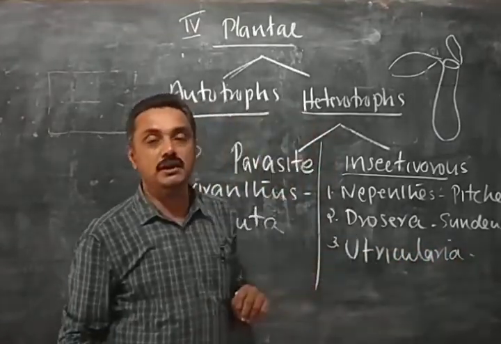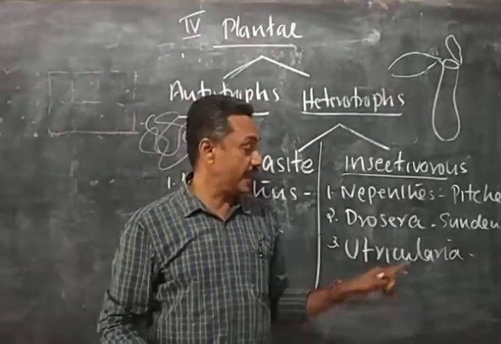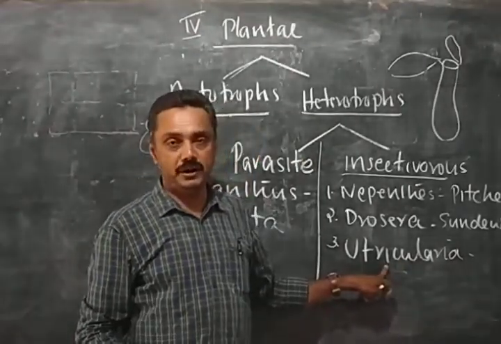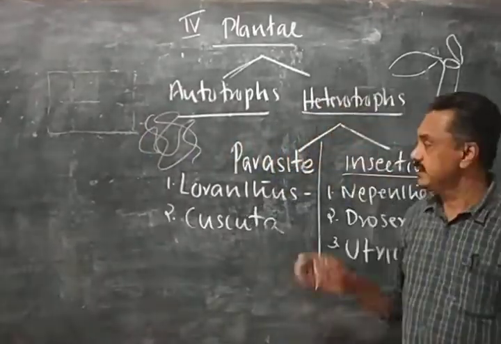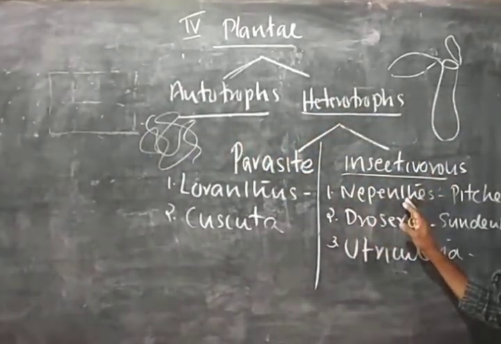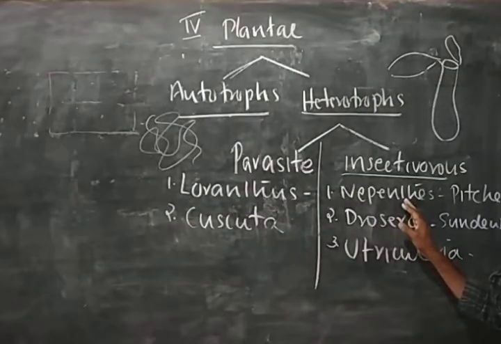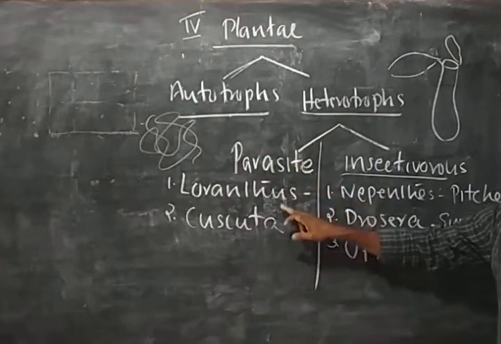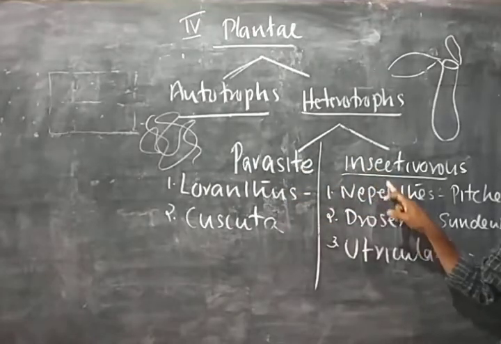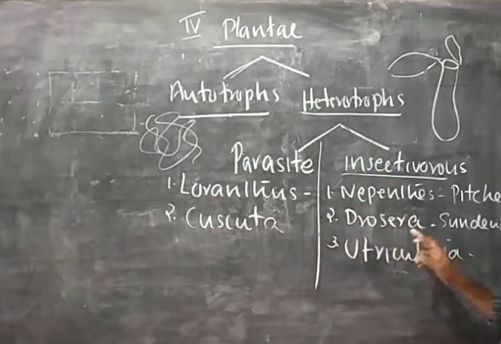Utricularia is called the bladderwort plant. It's an aquatic plant seen in ponds. So like that, the insectivorous plants are there. Plants that catch insects are called insectivorous plants. So heterotrophic plants are there: parasites like Rhamnus and Testudra, and insectivorous plants like Nepenthes, Drosera, Utricularia.